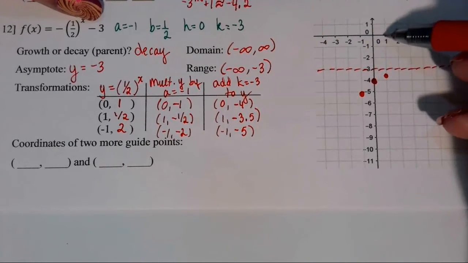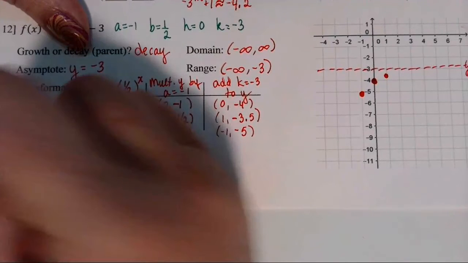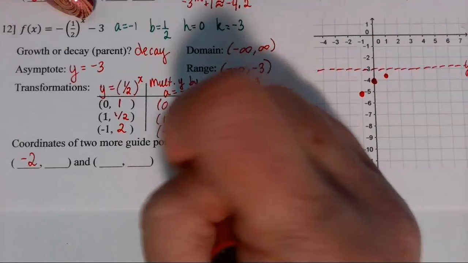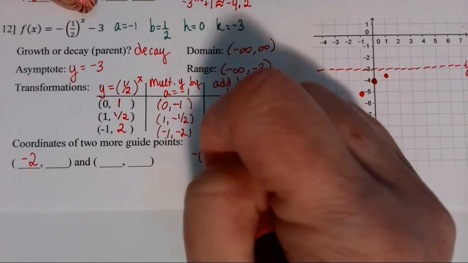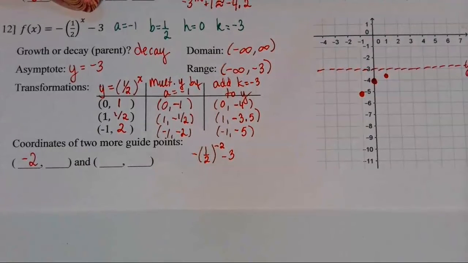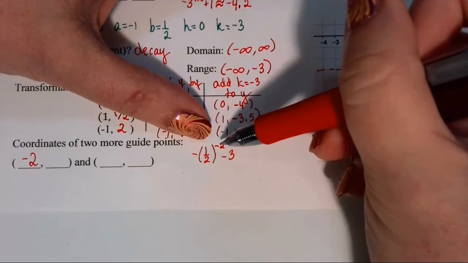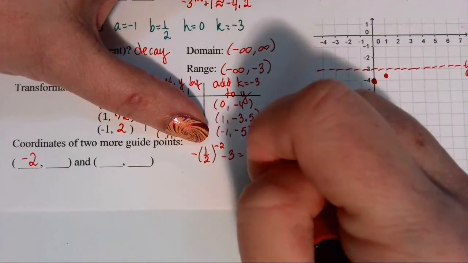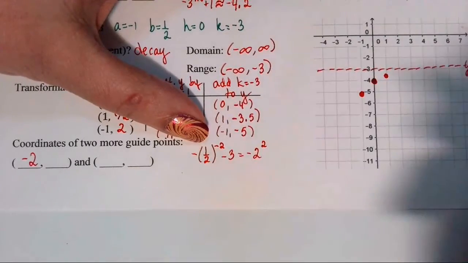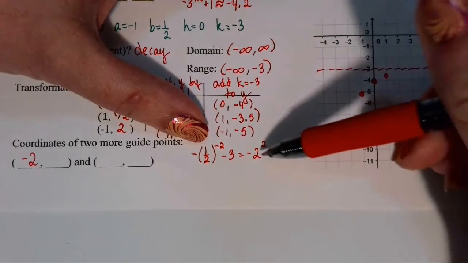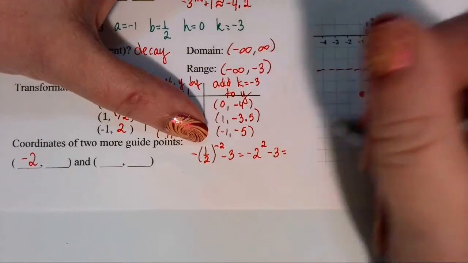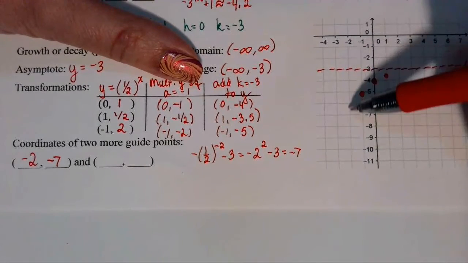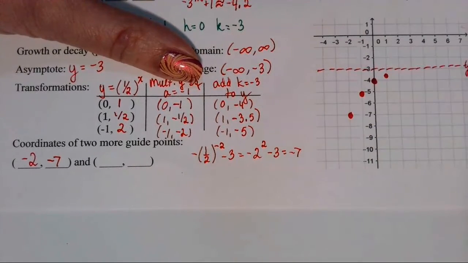So if I have 1, 0, -1, let's do -2 to get a point to the left side of the points I already have, and I'm going to substitute that in for the x. Okay, so I've got a negative exponent, which means to take the reciprocal, and that would be then -(2 to the second power) - 3. 2 squared is 4, and -4 minus 3 is -7. So at -2, we come down to -7 and plot a point.